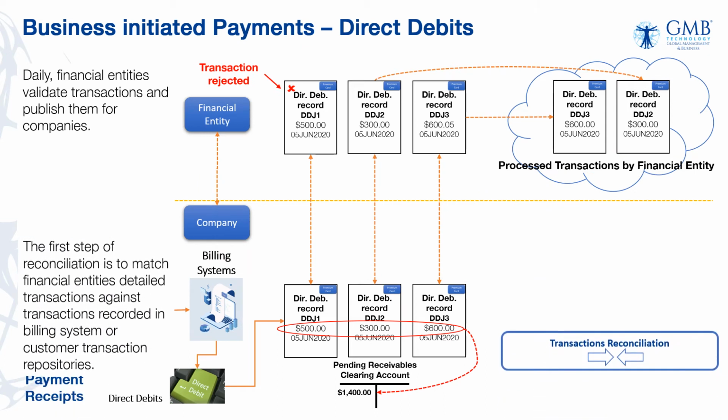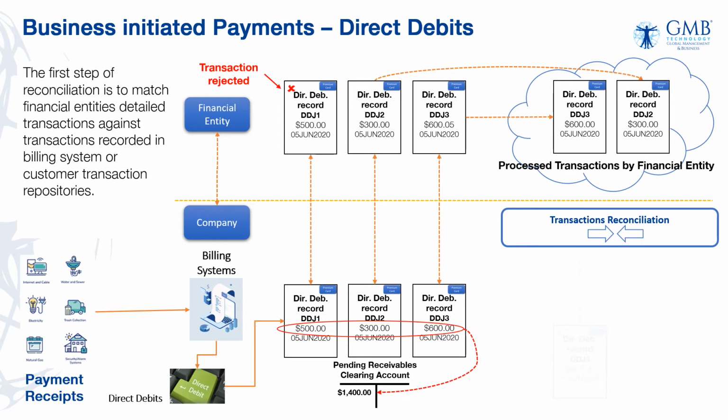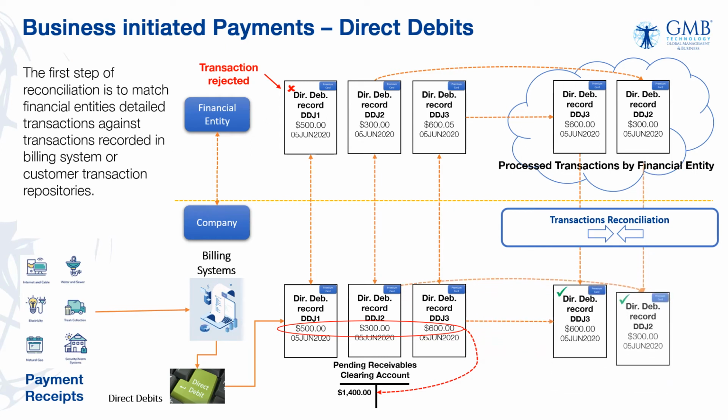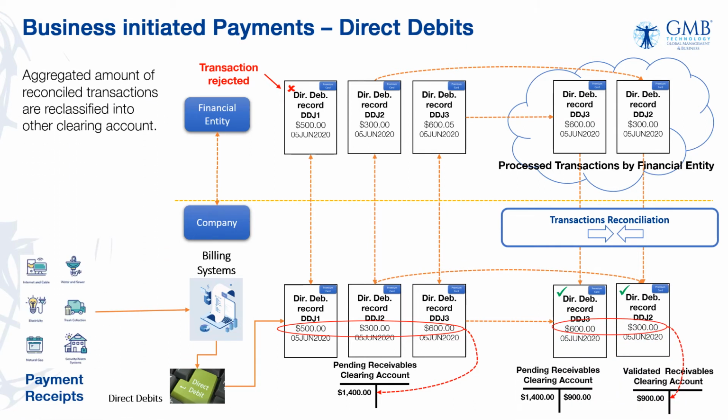The first step of reconciliation is to match financial entities' detailed transactions against transactions recorded in billing system or customer transaction repositories. Aggregated amount of reconciled transactions are reclassified into other clearing account.